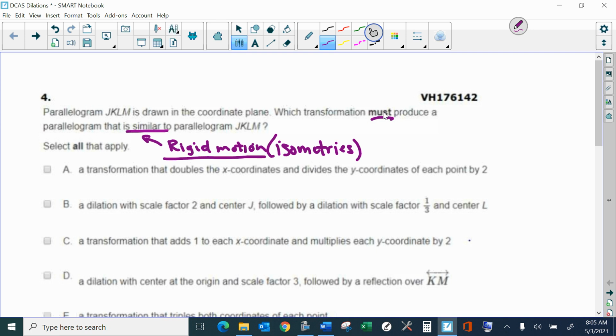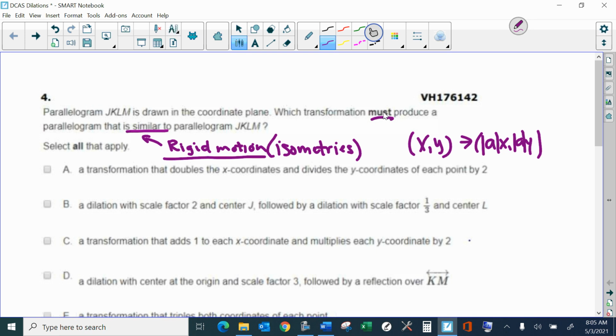Remember, the dilation rule is (x, y) maps onto (ax, ay). Now I should say absolute value of a, almost, because I could have a negative or a positive of the same number. That just refers to a reflection over the x-axis or the y-axis as well.